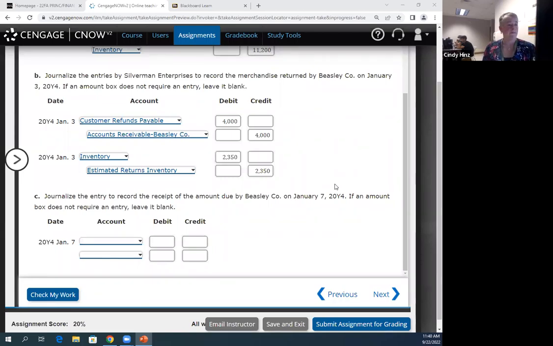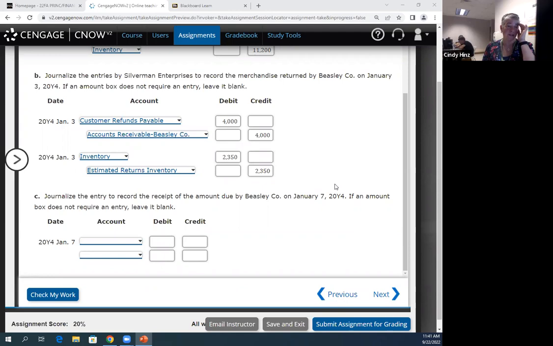So the one part that bothers me a little bit about this exercise is we can't see where that customer refunds payable liability was set up and where the estimated returns inventory asset was set up. Those would have been accomplished through adjusting entries at the end of, in this case, January. Sorry, at the end of December. That sale took place in December. We don't see that here because we don't make an entry just based on Beasley's purchase from us. We make the entry based on all of our sales in the month of December.